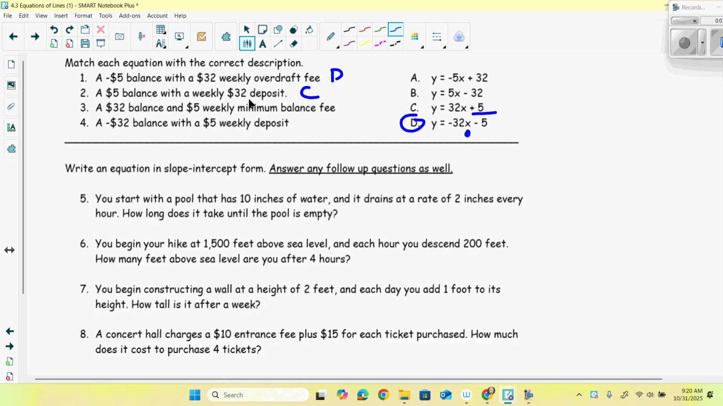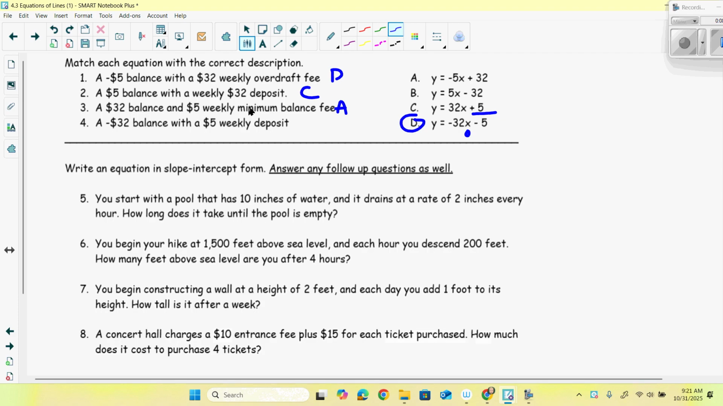And you're depositing. That means you're adding $32. So in week 0, my starting balance is $5, and then every week after that, you just multiply the number of weeks times the change and add it to your original amount. Looking again here, $32 balance. The balance is the starting value, so it's got to be A for this guy.